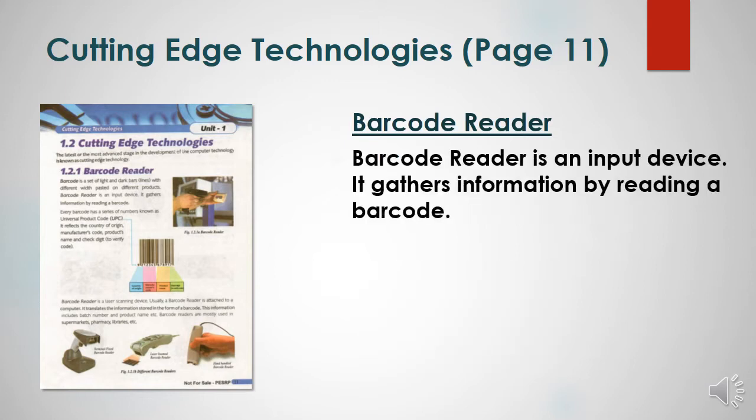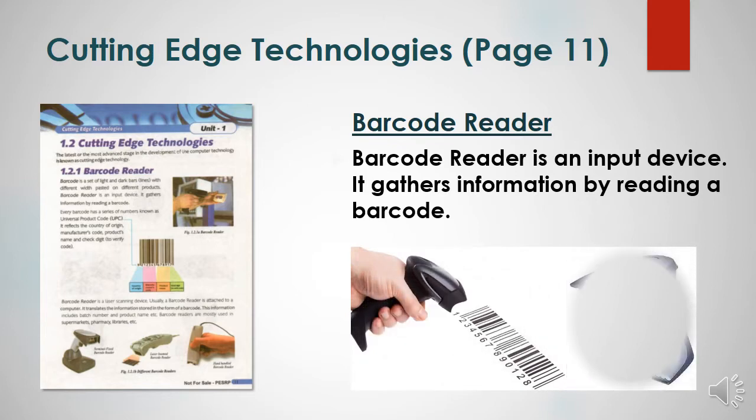Now, barcode reader is an input device. It gathers information by reading a barcode. This is an image of barcode. It is an input device, so it is taking information by reading this barcode.